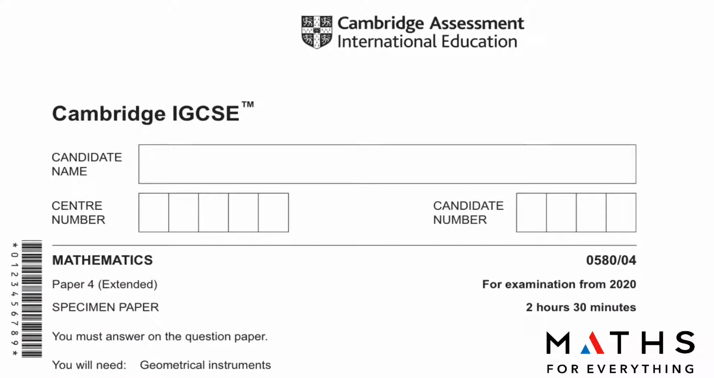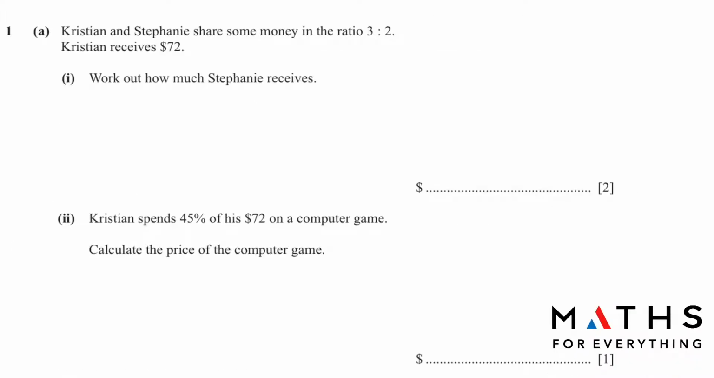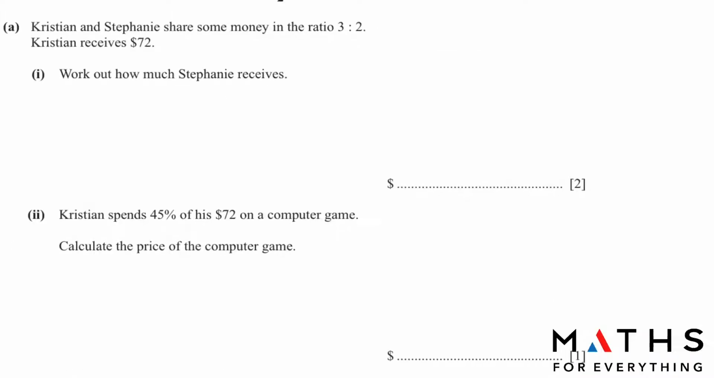In this video, we are going to solve Cambridge GCSE Mathematics Paper 4 Extended Specimen Paper for examination from 2020. Let's start. Question number 1. Let's read the question. Christian and Stephanie share some money in the ratio 3:2. Christian receives $72. Work out how much Stephanie receives.